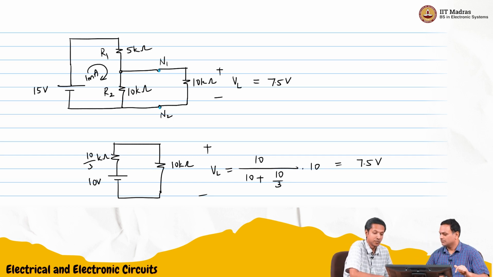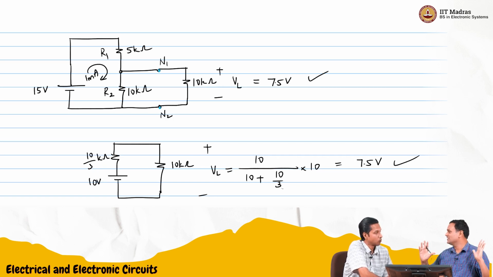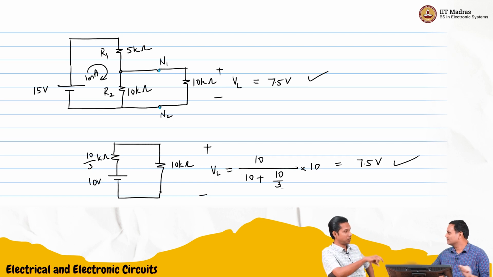So 30 plus 10 is 40. So the denominator is 40. The numerator is 3 times 10, 30. 30 by 40 is 3 by 4 times 10. So this is 7.5 volts. So it's matching, right? And you can keep doing this for every value, any load. So instead of 10 kilo ohms, if you did 5 kilo ohms, you'll get the exact same answer. Very useful. This is a very useful technique to simplify a very large network just once. Particularly useful if voltage or current of one of the elements is required, that is varying.